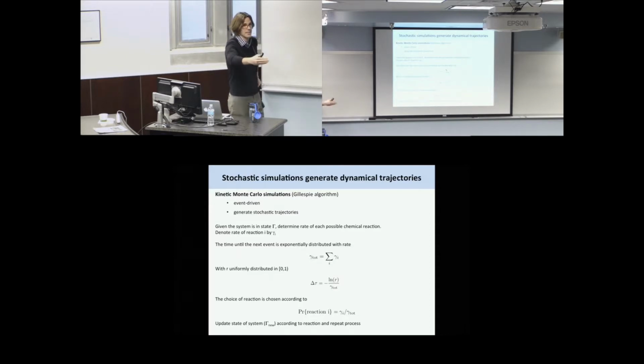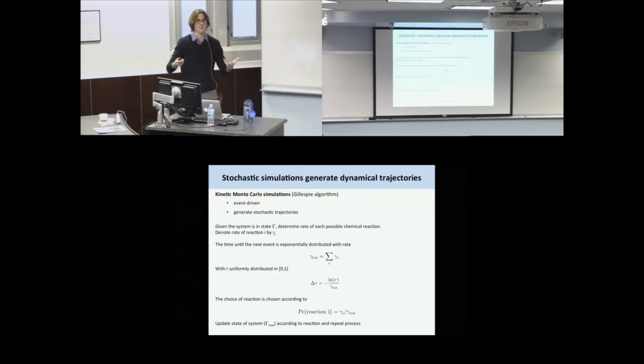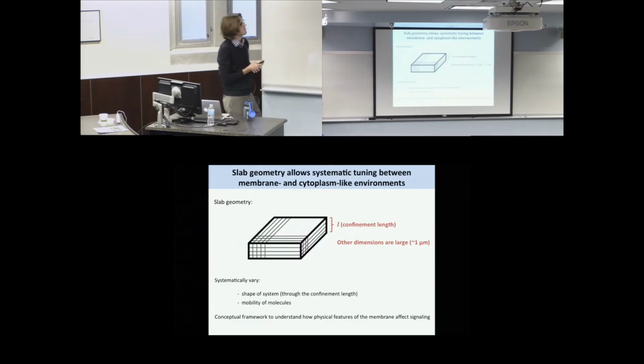So you're going to update the system over an interval delta tau, and then you need to choose what reaction occurred. The way one does this is you pick reaction i with the probability equal to the rate of that reaction over the total rate. This is all based on the properties of exponentially distributed random variables. Once you choose a reaction, you update the state of your system, get a new state, and repeat this process many, many times, and then you have a stochastic simulation trajectory.